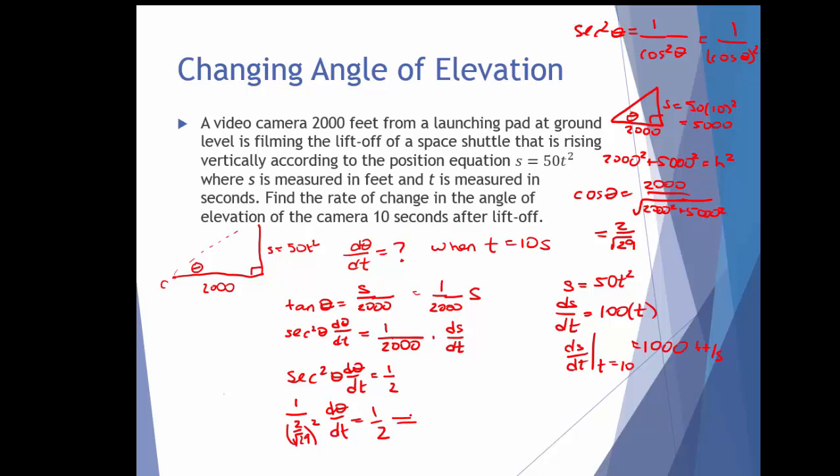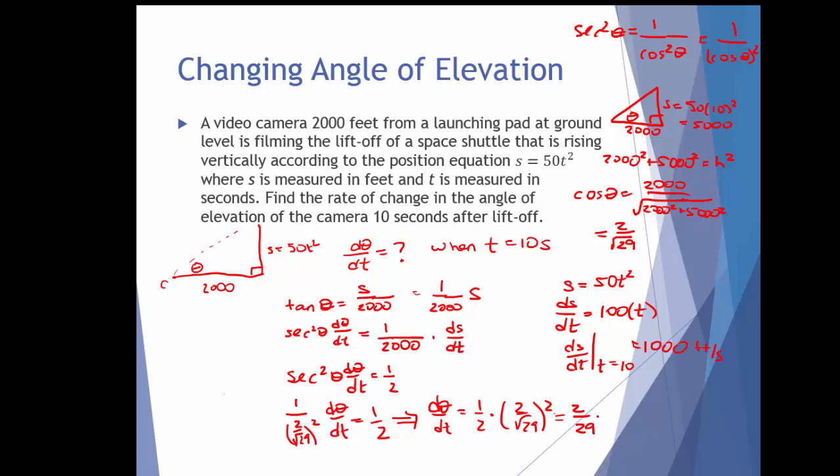So when you solve this for d theta/dt, you get 1/2 times (2 over the square root of 29) squared, to get rid of the 1 over, which means you get a 4 in the numerator, but then it's divided by a 2 down here. So you get 2 over the square root of 29 squared, which is just 29. So you get 2 over 29 for d theta/dt.